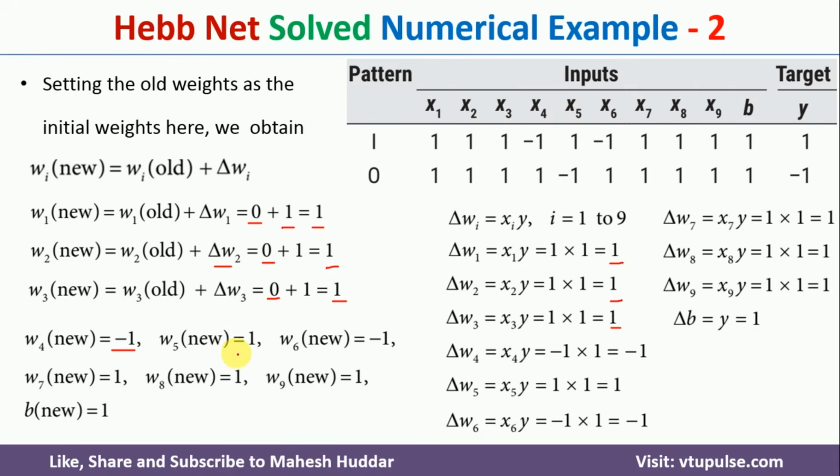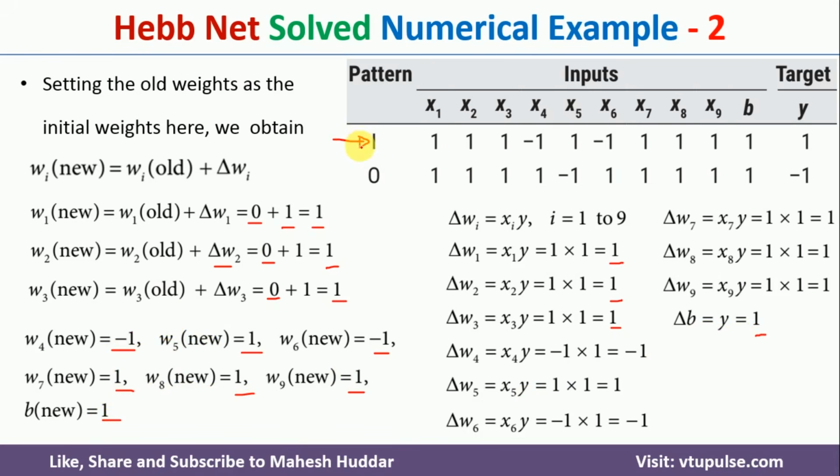Similarly, W5 new is equivalent to 1, W6 new is equivalent to minus 1, W7 new is equivalent to 1, W8 new is equivalent to 1, W9 new is equivalent to 1, B new is equivalent to B old, that is 0, plus delta B. Delta B is equivalent to 1, so that will become again 1 in this case. Now we have modified the weights after seeing this first example.